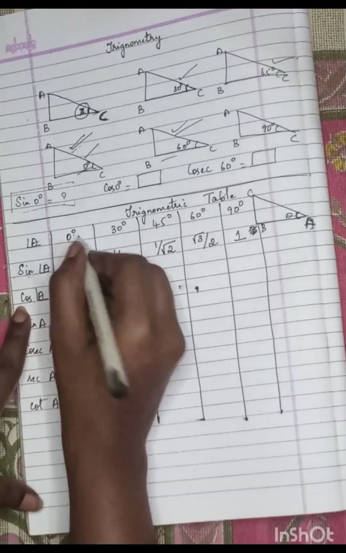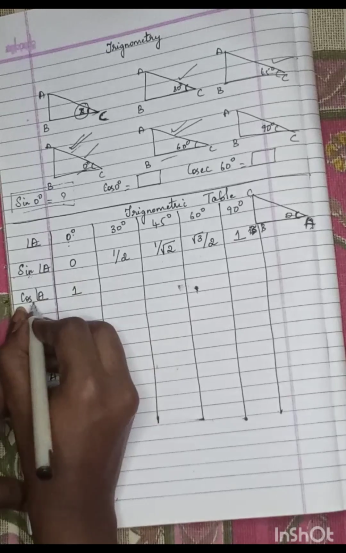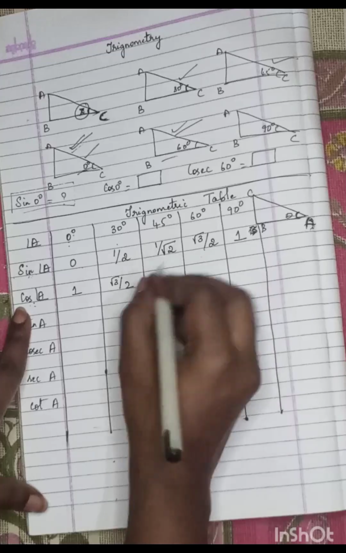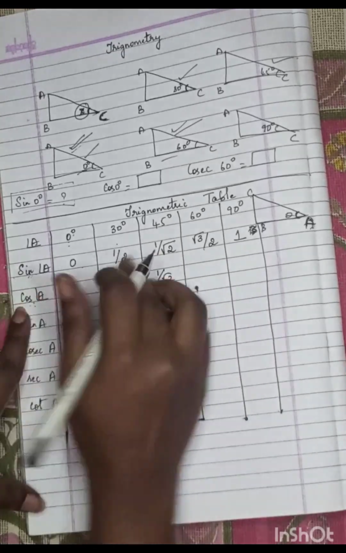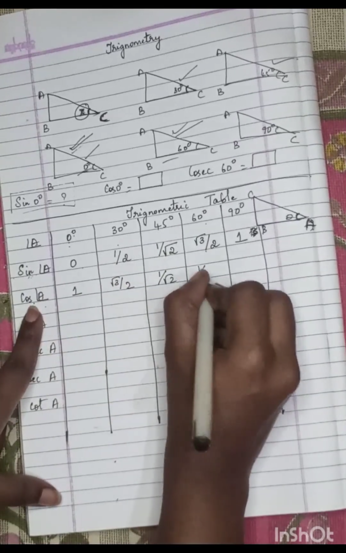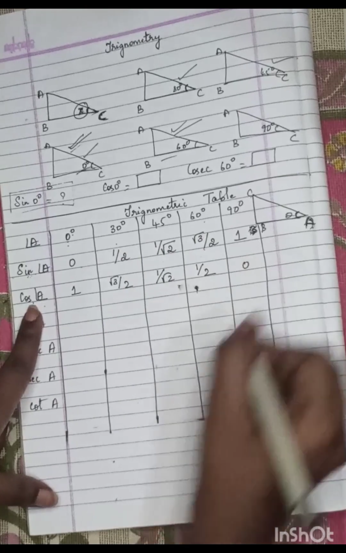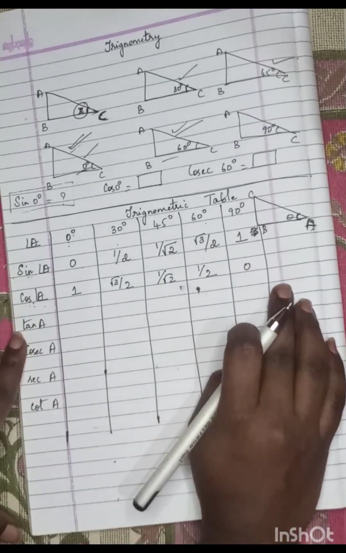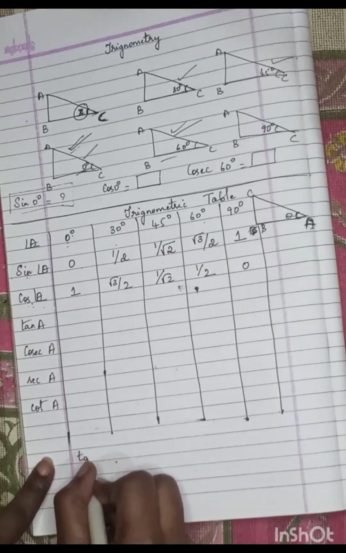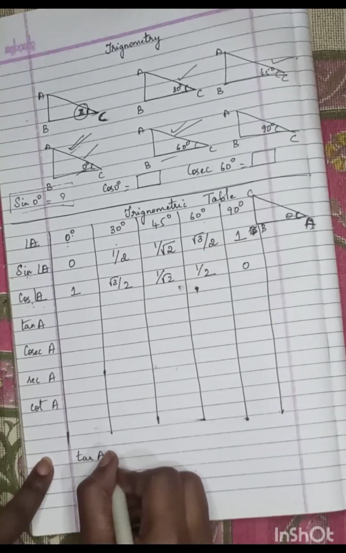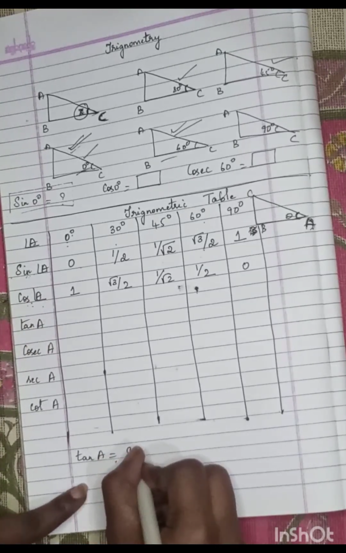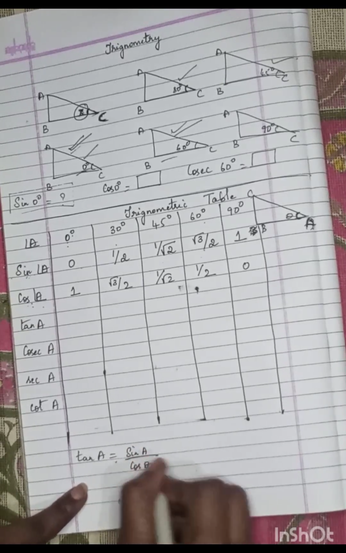So, now cos 0 is 1. Cos 30 is root 3 by 2. Cos 45 will remain the same as it is, because it does not have any other place to move. So it will be in the middle only. Cos 60 will be 1 by 2. Cos 90 will be 0. So, cos is done. Next, let us move on to tan. We have already seen the ratios in the previous videos. We have learned that tan theta, or tan of any angle, is nothing but sin theta by cos theta, correct?